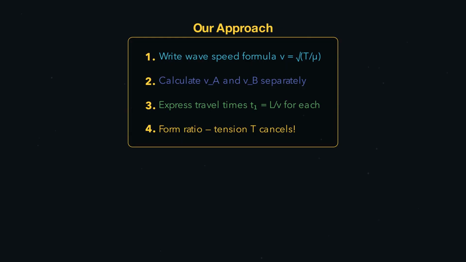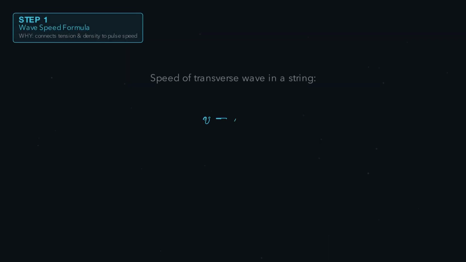The key move is forming the ratio. Because the tension is the same for both strings, it cancels out completely. What's left is just lengths and square roots of densities. Finally, we plug in numbers and simplify.